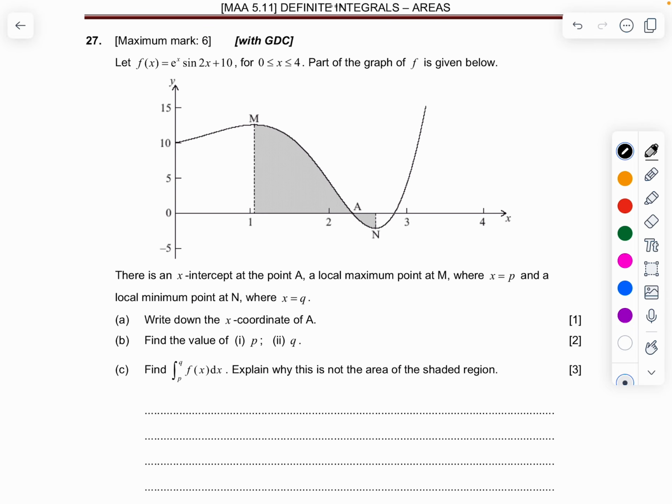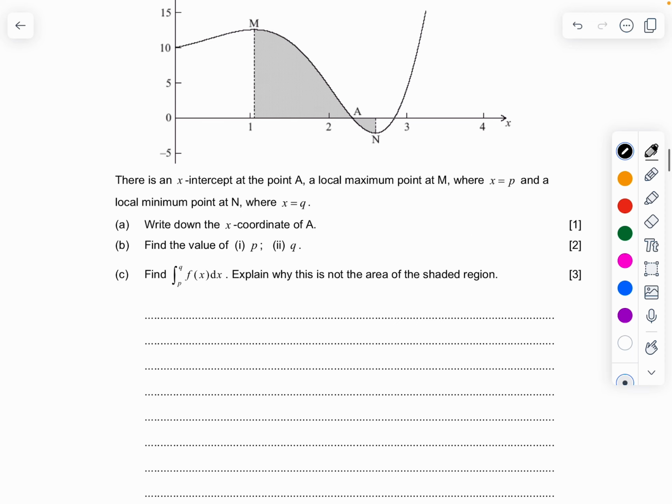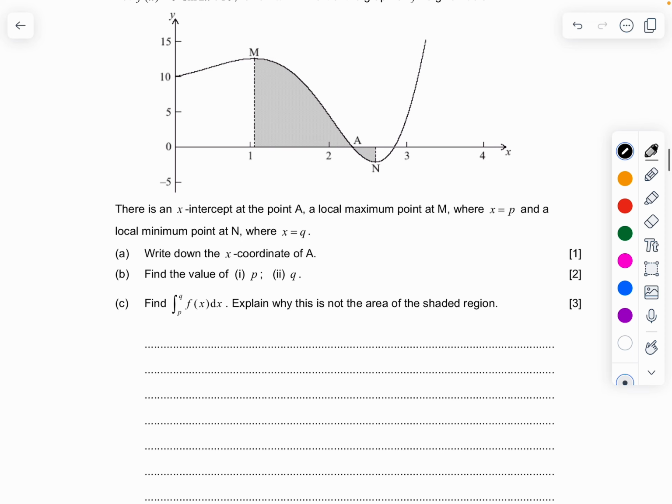f of x is given. The part of the graph for f is given. There is an x-intercept at a point A and a local maximum point at M where x equals P, and a local minimum point at N where x equals Q. Write down the x coordinate of A. By using the graphing calculator, you directly get that answer, 2.31. The maximum value you also get from the graphing calculator, 1.02. The minimum value also from the graphing calculator, 2.59.